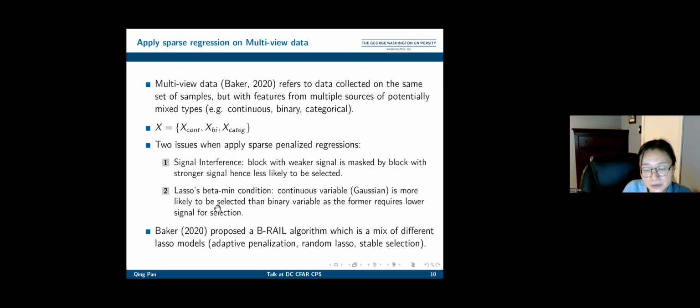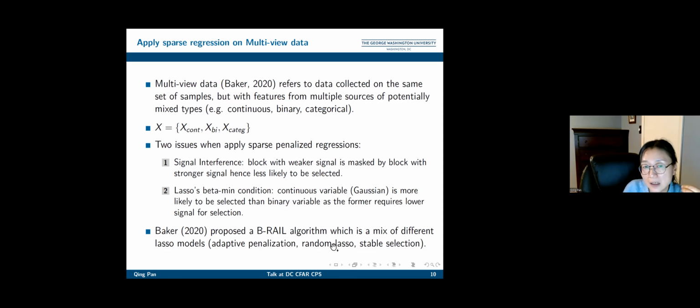So he proposed a very complicated algorithm instead of standardized covariates. He does adaptive penalization and random lasso and stable selection. Basically, he permutes his data many times, and each time he adds a random error, and he does a random lasso, to see who gets selected most of the time. Like if I do it 100 times, and a covariate gets selected 95 out of the 100 randomly permuted data sets, then I would select that covariate.